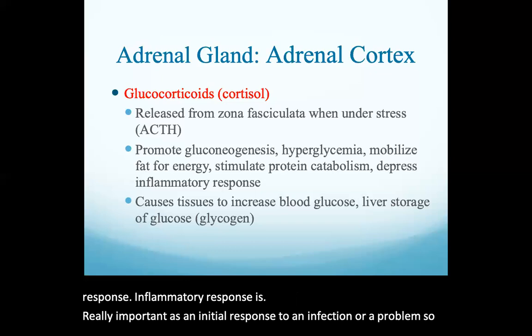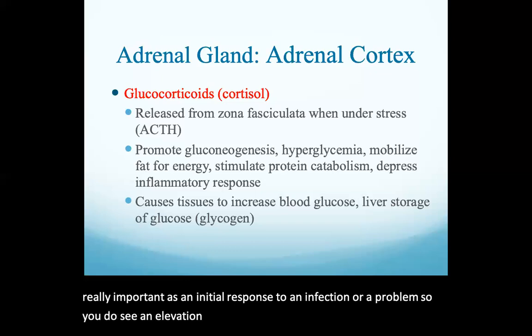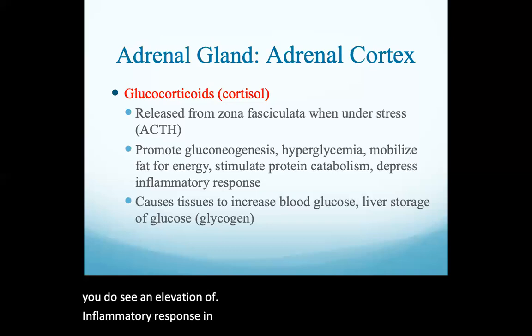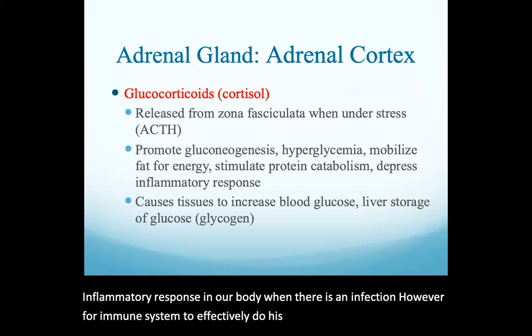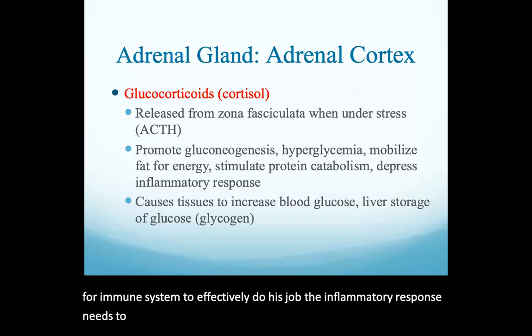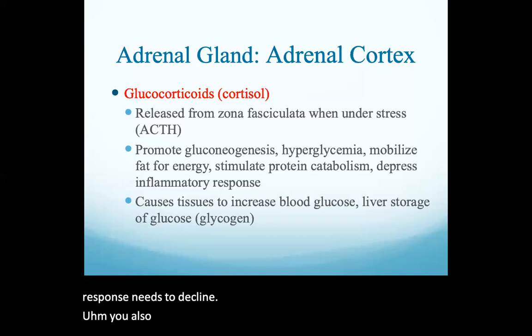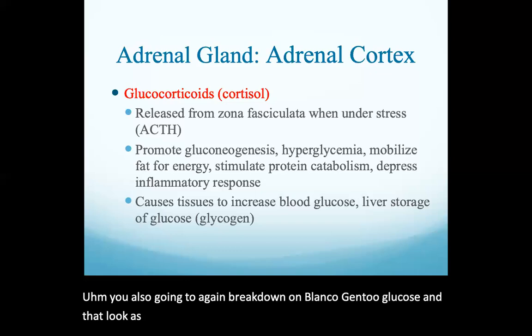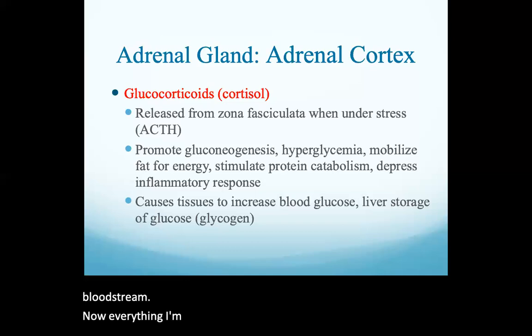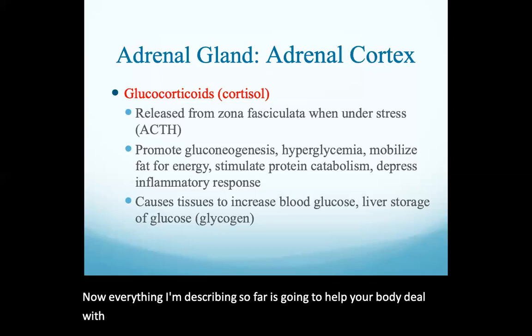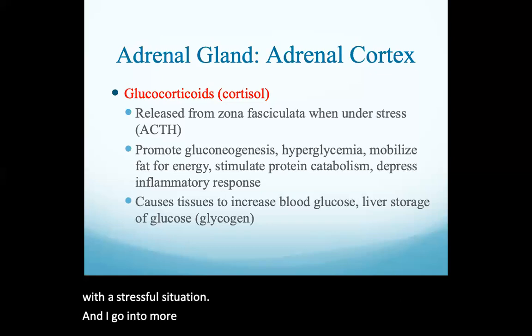So you do see an elevation of inflammatory response in our body when there is an infection. However, for the immune system to effectively do its job, the inflammatory response needs to decline. You're also going to see breakdown of glycogen to glucose, and that glucose being released from your liver storage into your bloodstream. Now, everything I'm describing so far is going to help your body deal with a stressful situation. And I go into more detail about what happens when there is either hypo- or hypersecretion of these hormones.